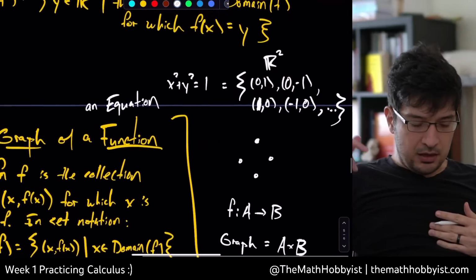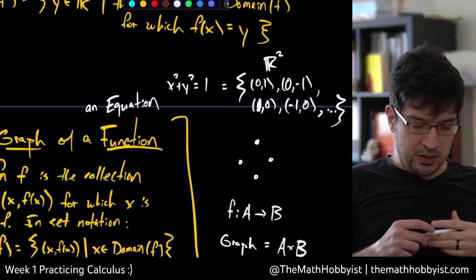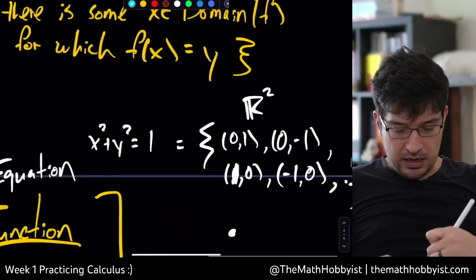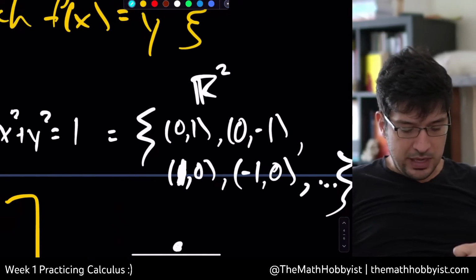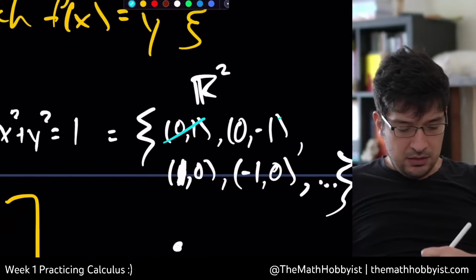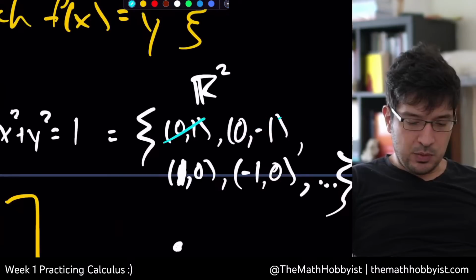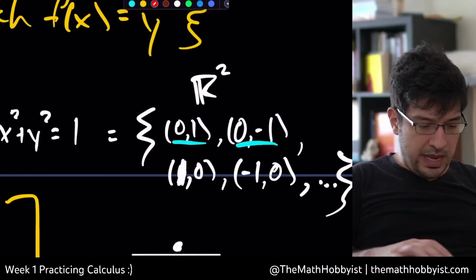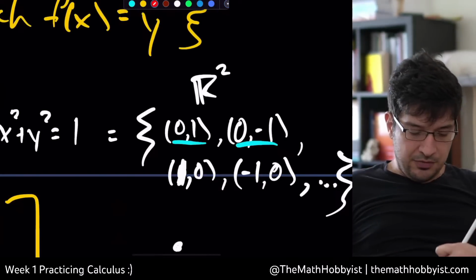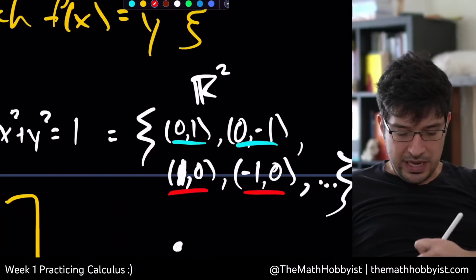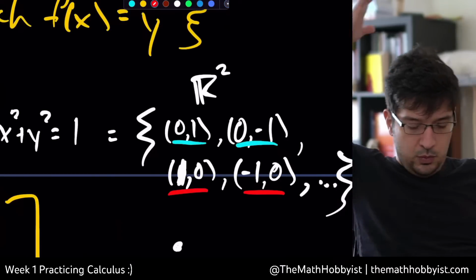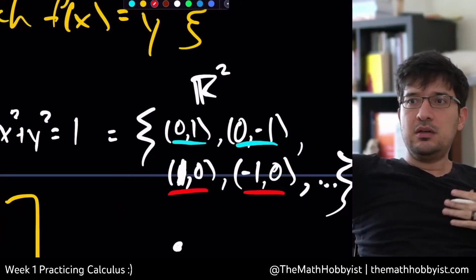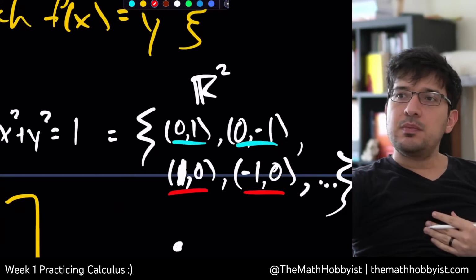So earlier we were talking about the graph of an equation, and we can see that this is not a function of x because we have 0, positive 1 and 0, minus 1. And it's not a function of y either because we have y equals 0, x equals 1, and x equals minus 1. I hope that makes sense.